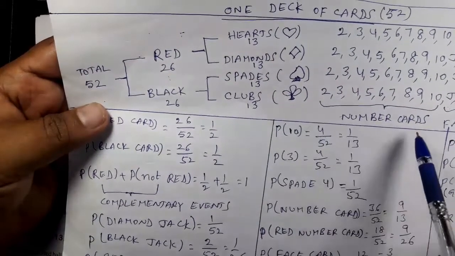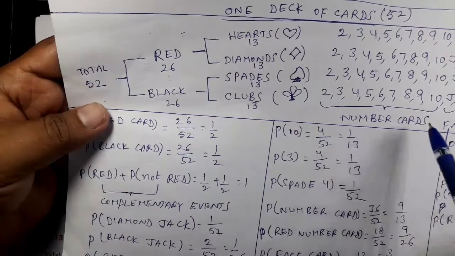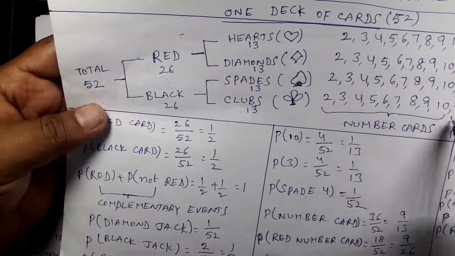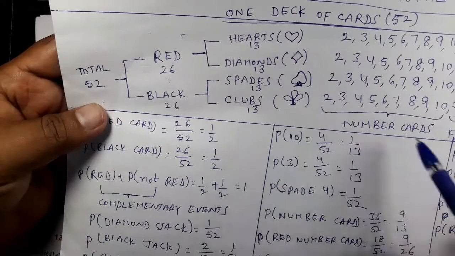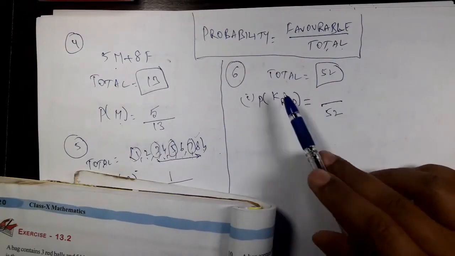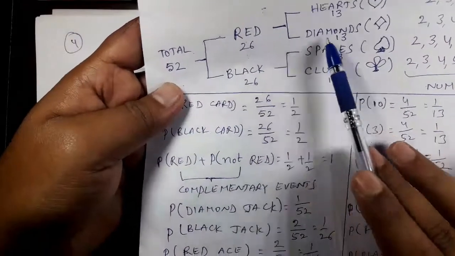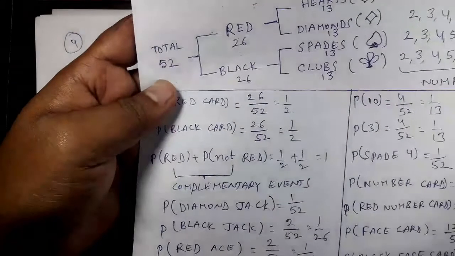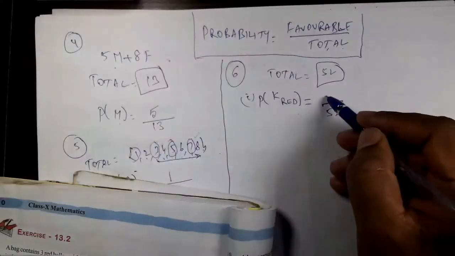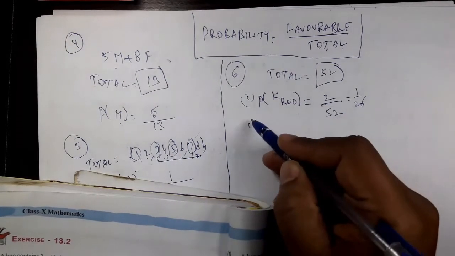How many are number cards? 9 plus 9 plus 9 plus 9, 36. How many are face cards? 3 plus 3 plus 3 plus 3, 12. Anyway, coming to king red: how many red kings are there? Red cards are 26. Of these 26, how many kings are there? 2. So 2 is the number of favorable outcomes: 2 by 52.